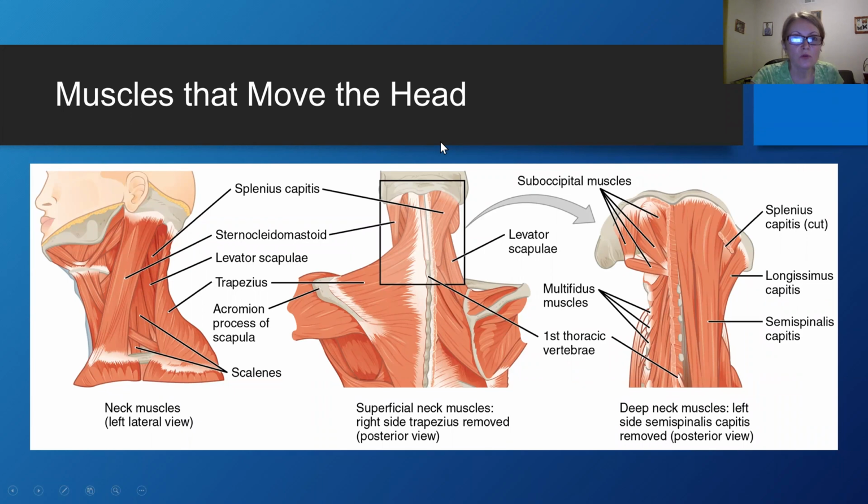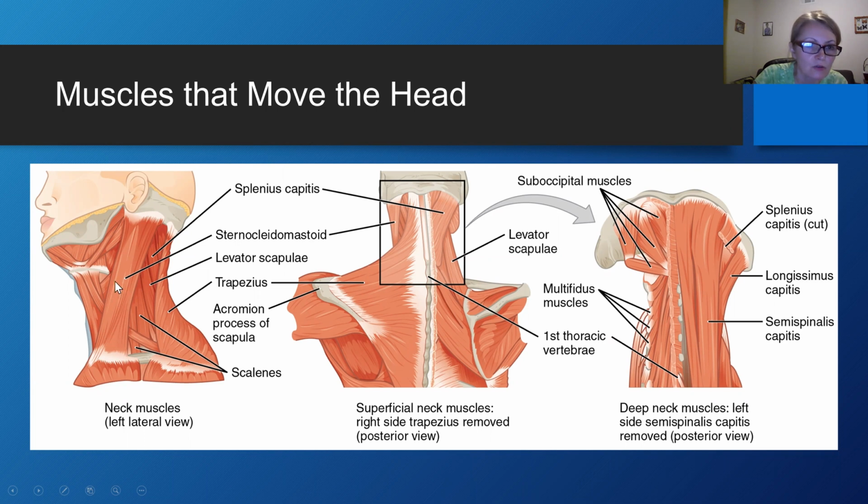Now, muscles that move the head. Actually your neck region is divided into anterior triangle and posterior triangle by this muscle that is called sternocleidomastoid. And this is really the major mover and rotator. And it's also going to depress your head, right?